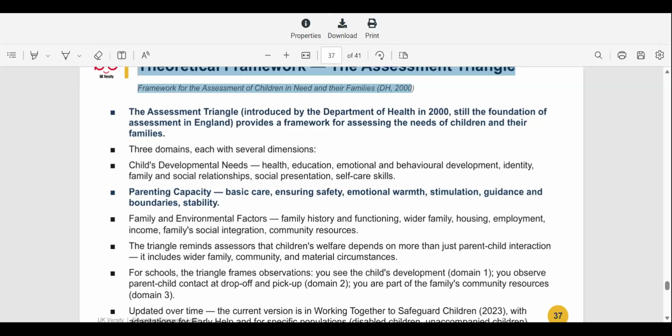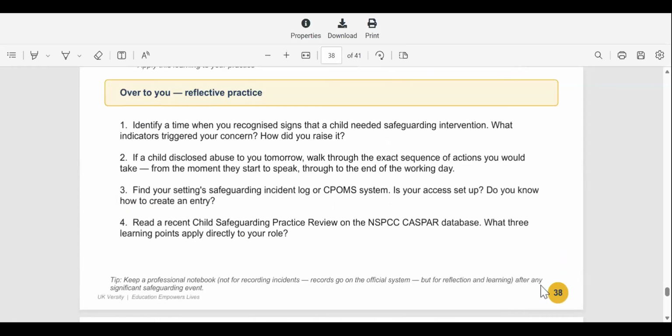needs. So it could be things like your health, your education, emotional needs. And the element of that is to make sure that the child's safety is put in place, and it's paramount throughout.